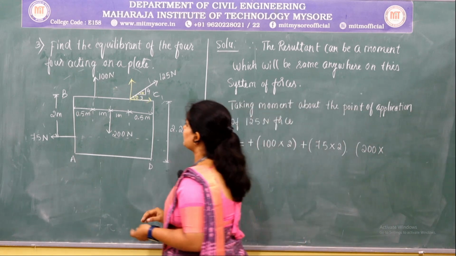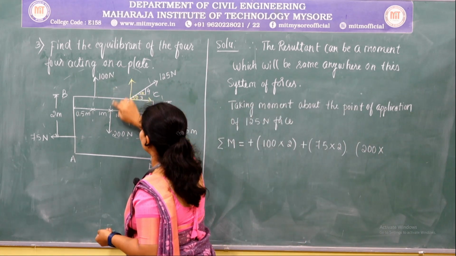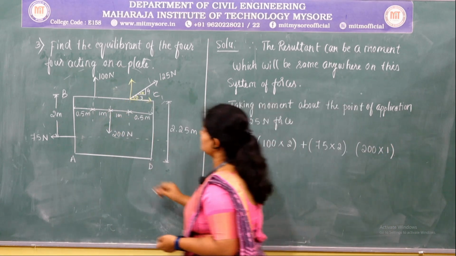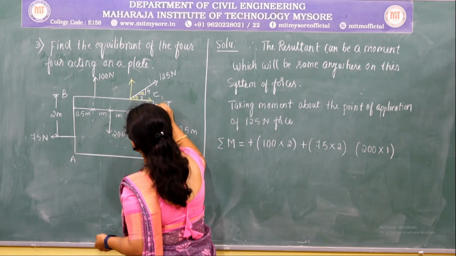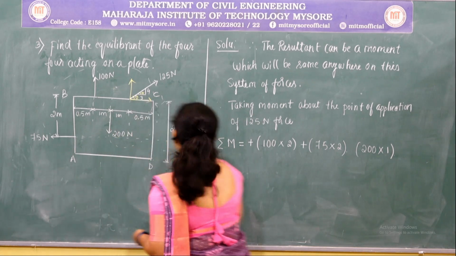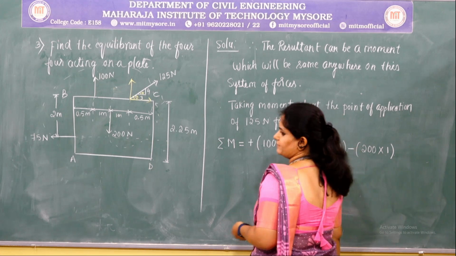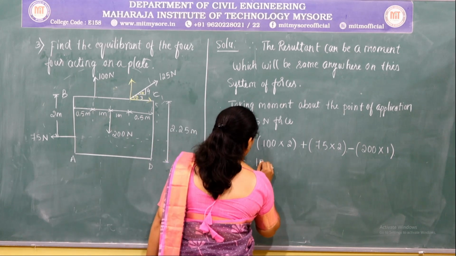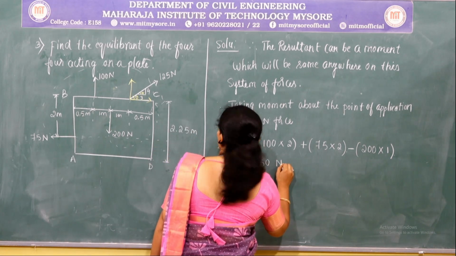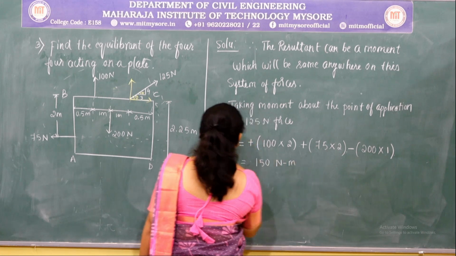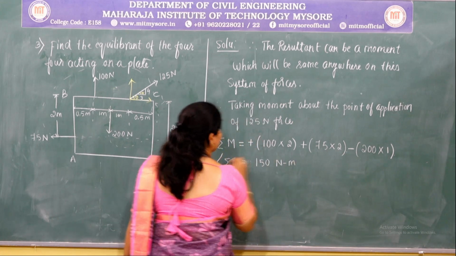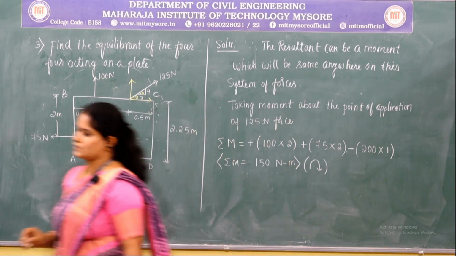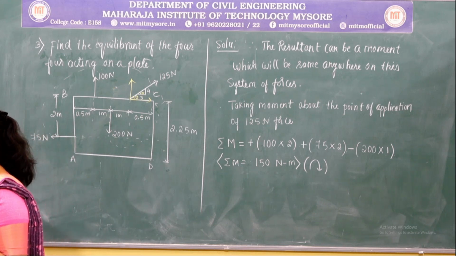Next, let us consider this 200 Newton force multiplied by the perpendicular distance between the point and the force, which is 1 meter. And this force is producing an anti-clockwise moment about this point. So that's why it is negative. So this is going to give a value of 150 Newton meter clockwise.